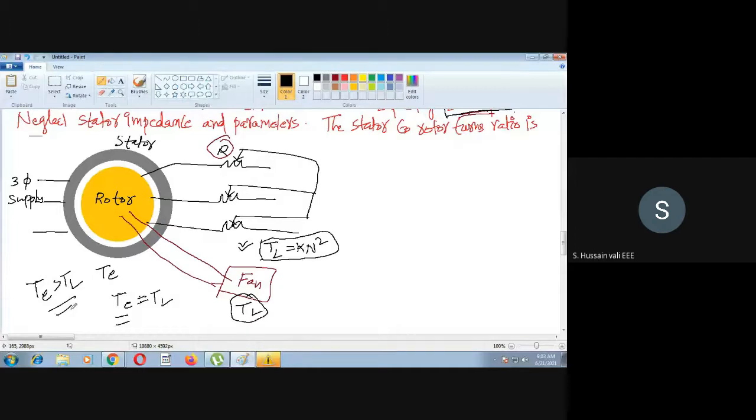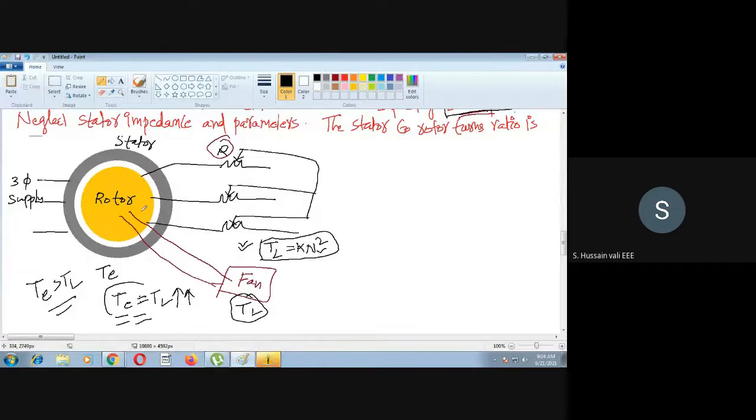Then what do you observe? When Te is greater than TL, then the rotor will get accelerated. So the electromagnetic torque is more than the load torque, in the sense the rotor will get accelerated. So the speed of the rotor will increase, and increase, because when the rotor starts accelerating, n increases. So when n increases, TL also increases. So Te remains there itself, whereas TL started increasing. So when TL started increasing, then what do you find out at one stage? Te and TL both become the same.